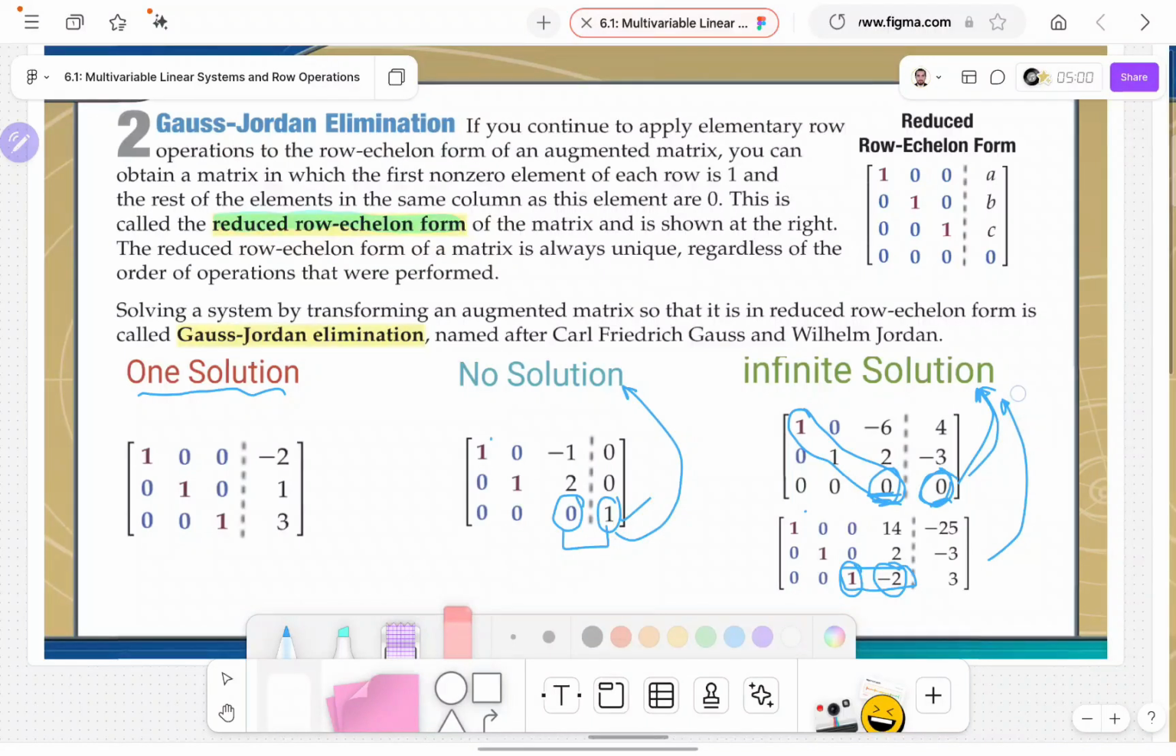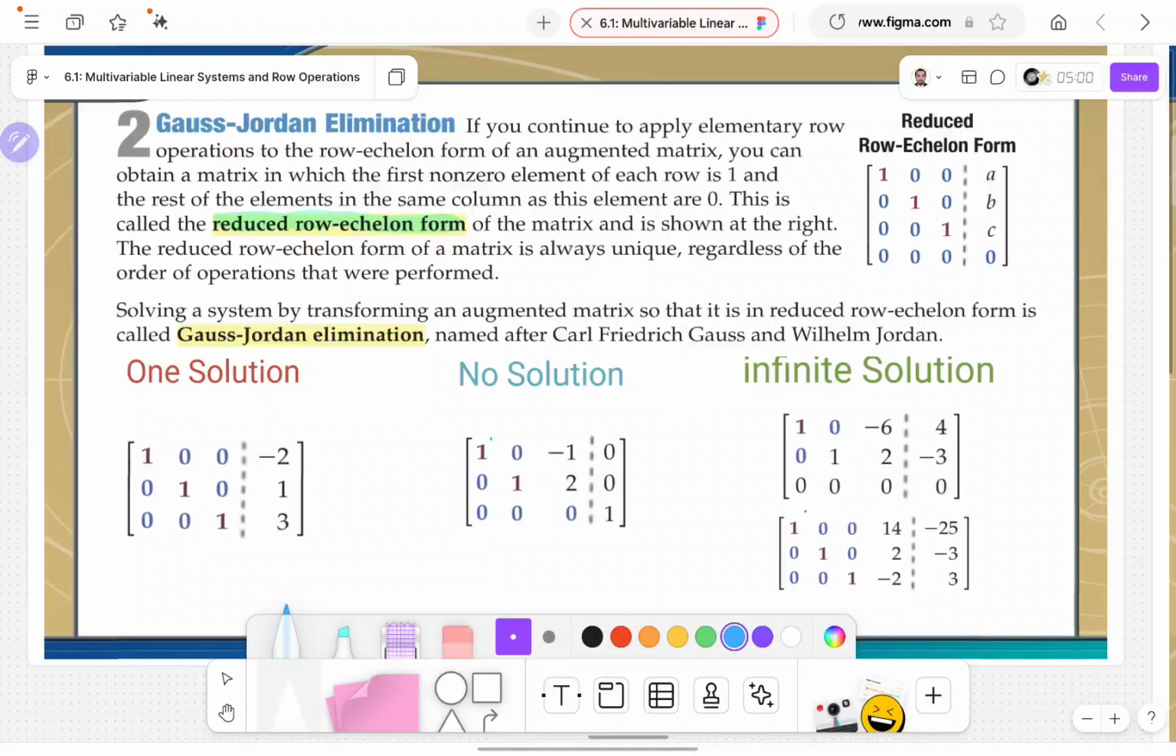So this is just an explanation of how to identify between no solution, infinite solution, and one solution. One solution: all of the diagonal entries equal 1. No solution: this can be 1, but this one is 0 equal to any number, so there's no solution. In the infinite solution, we have two zeros and only two ones, or you can't make the last row to find the last variable. So this is how we can know the three types of matrix.